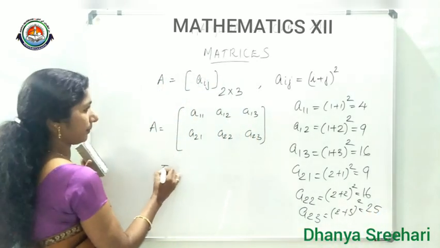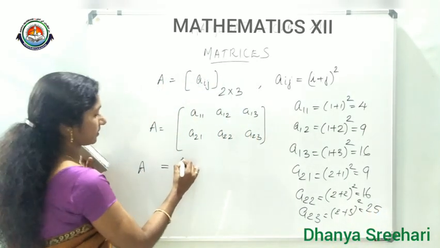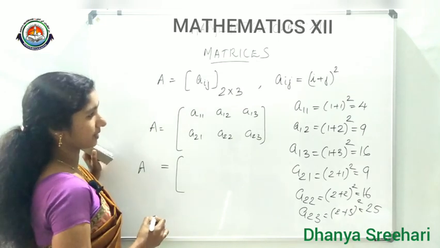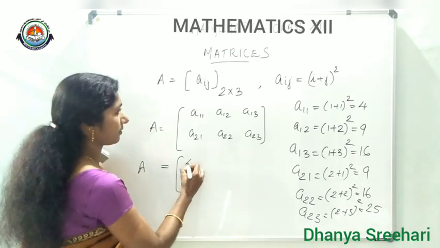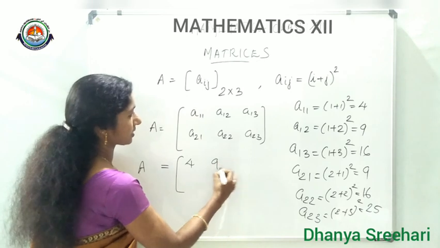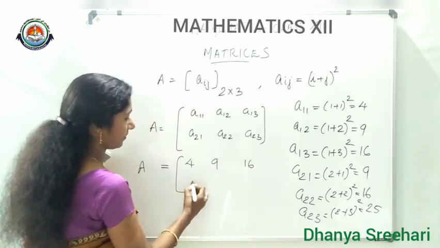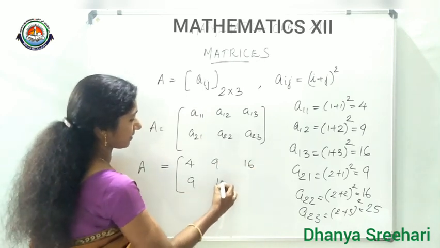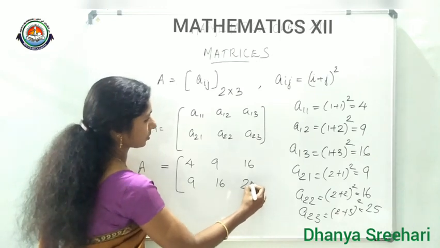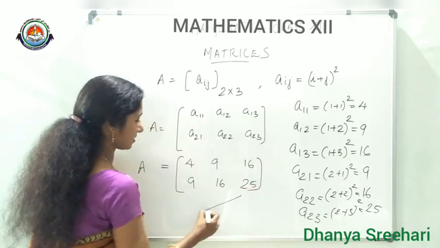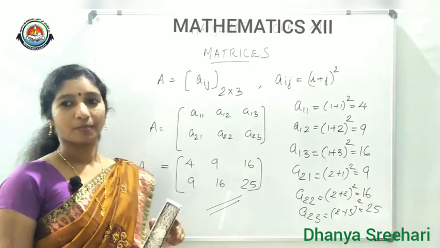So we got the required matrix, since the question asked us to write the matrix. That is the answer we got. A11 is 4, A12 is 9, A13 is 16, A21 is 9, A22 is 16, and last A23 is 25. So this is our answer. Clear?